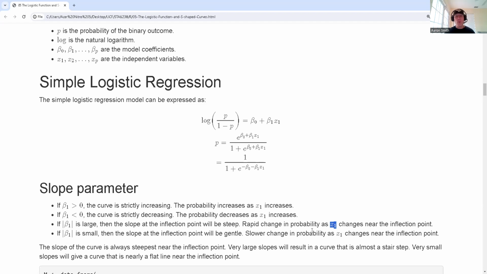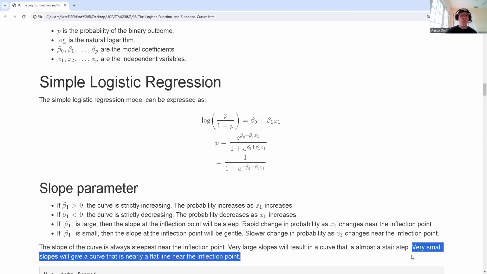Remember that how steep it will be. And then if beta 1 is very small, then the slope at the inflection point will be very gentle, and we'll have slower change when we're close to the inflection point. Now, the slope will always be steepest near that inflection point, and that'll be where the curve gives us a probability of 1/2. Very large slopes will result in curves that are nearly a stair step. Very small slopes will give us curves that look nearly flat when I graph it. It'll take a large increase in X to get a significant increase in the probability.